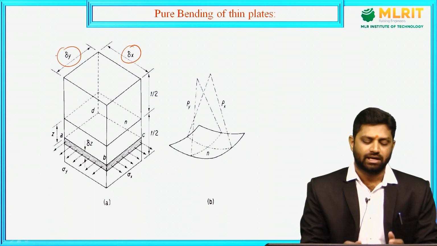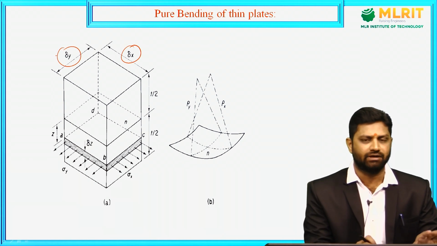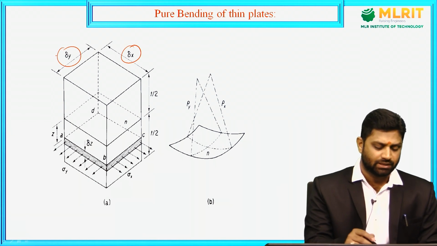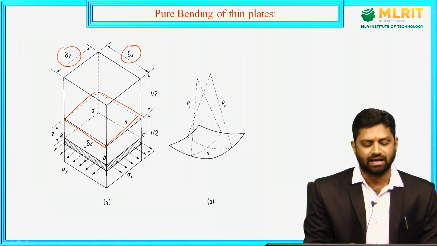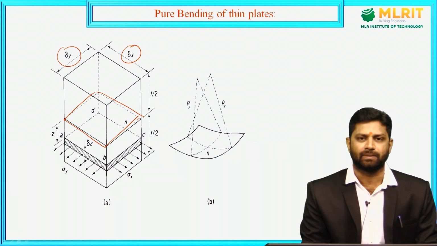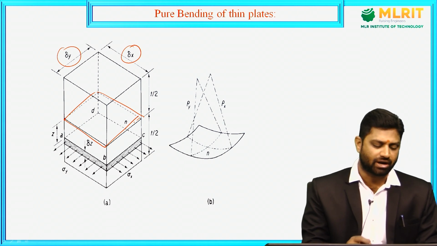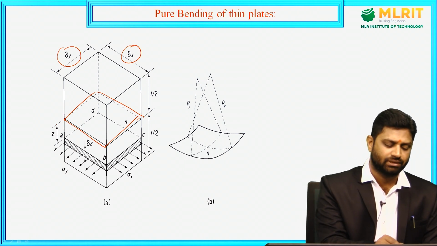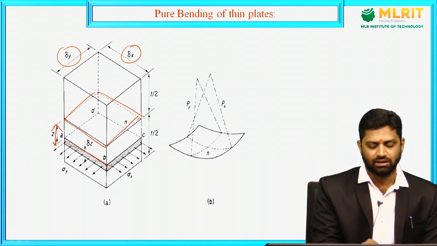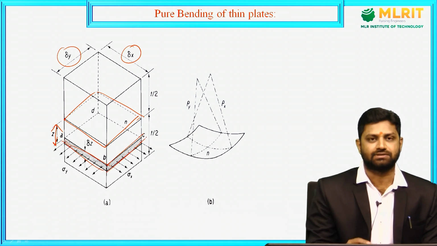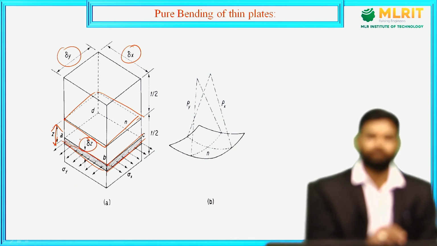Now, a small rectangular element we considered is magnified and shown here. Let us assume the central element as the neutral axis or neutral layer, about which there is not going to be any kind of tension or compression. From the neutral axis, let us assume a distance z, and we consider a small element along the length of the plate like this. Let us assume its width is delta z.